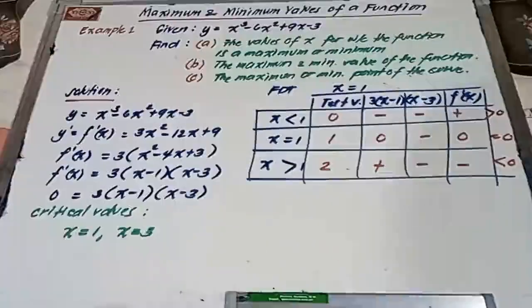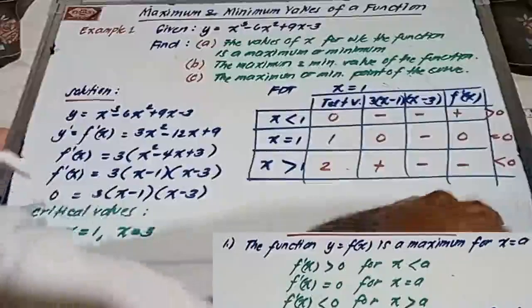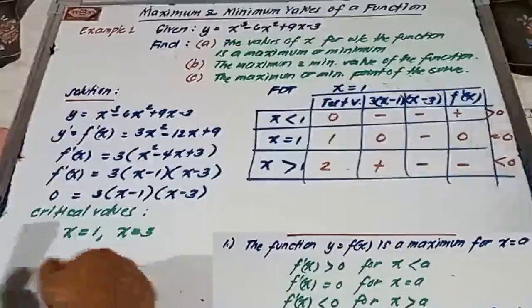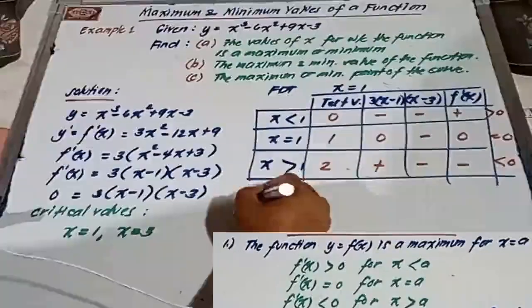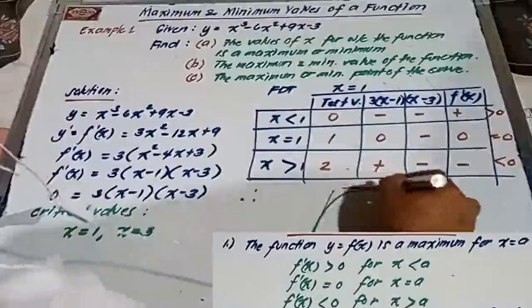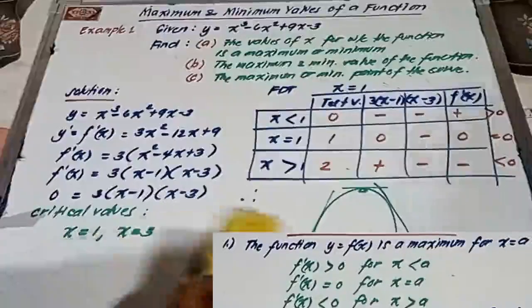So, ito ay yung ating number 1 sa first derivative test na kung saan kapag ganito ang ating sign of the first derivative, max siya at x equals 1. Therefore, positive, 0, negative. Max siya. Okay? Max siya.